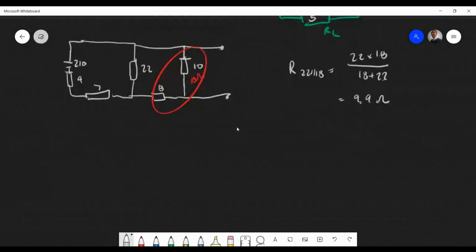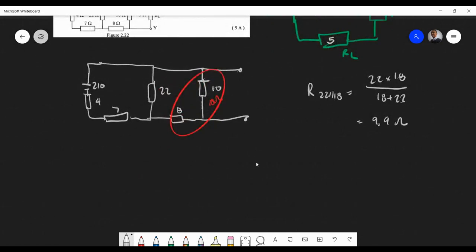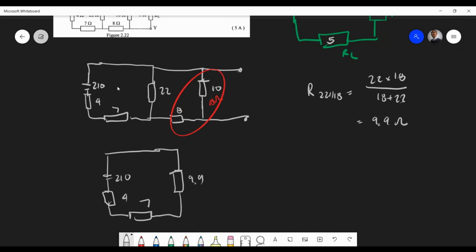So we can do this. That's in series because there's no current flowing through there. And then if you look at it, we have one simple circuit again. So it's a circuit with 210 volts. We've got a 4. We've got a 7. And we've got all of that. That's a 9.9. So of course, obviously, we're trying to find the voltage.